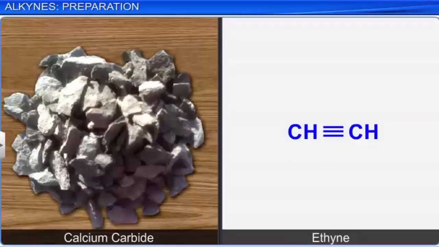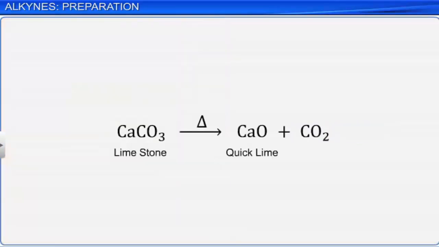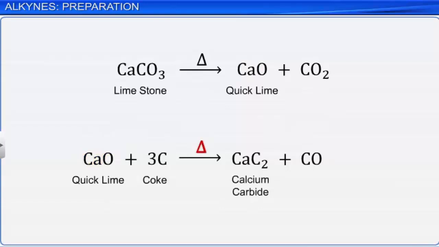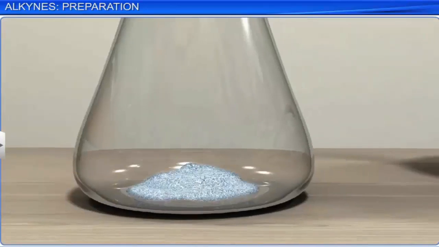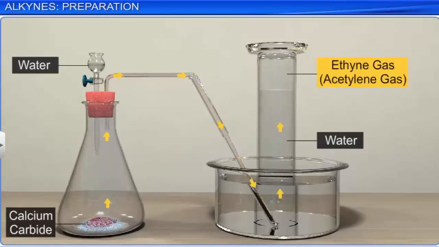First, let's look at the industrial preparation of ethyne from calcium carbide. In this method, initially limestone is subjected to thermal decomposition, in which it results in the formation of quicklime. Quicklime obtained is heated to high temperatures with coke to get calcium carbide. When this calcium carbide is subjected to hydrolysis, ethyne or acetylene is formed.